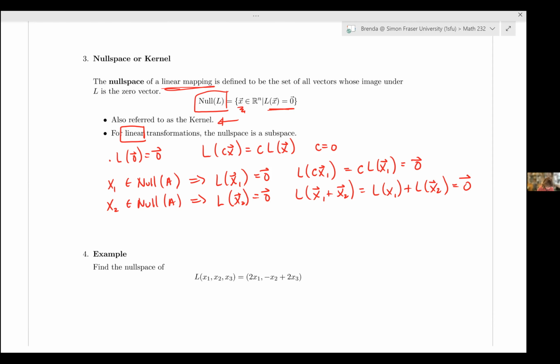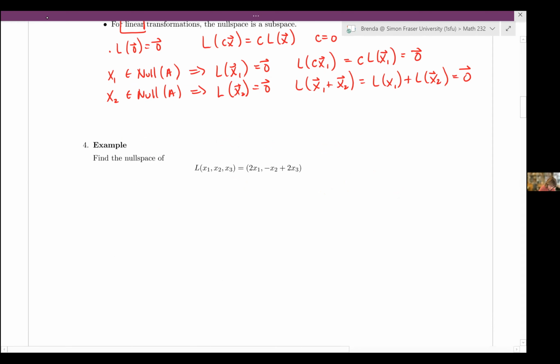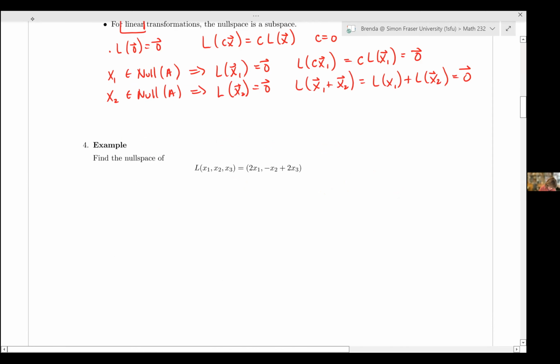It is a subspace. Okay, let us now try to find the null space of a linear transformation. It's the same example as on the previous slide. So here we have this linear transformation. What does it do? That's our linear transformation, and we want to ask, when does that equal the 0 vector? For what values of x1, x2, x3 do we get the 0 vector?